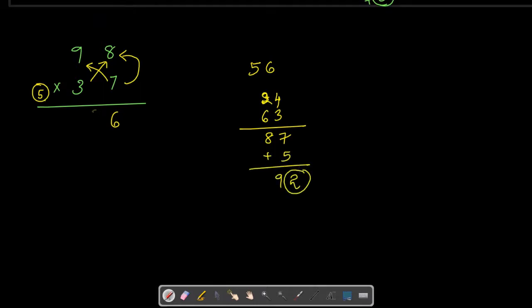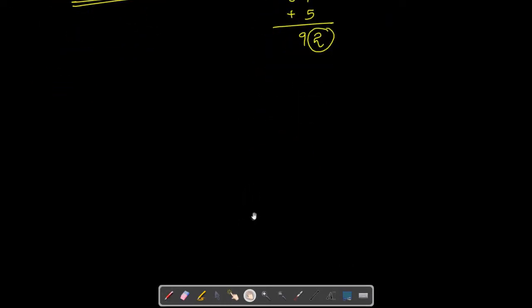So I'll take a 2 over here and then 9 times 3 is 27. 27 plus 9 gives me 36. So 3626 would be the product of 98 times 37. Isn't it easy? Now it's practice time.